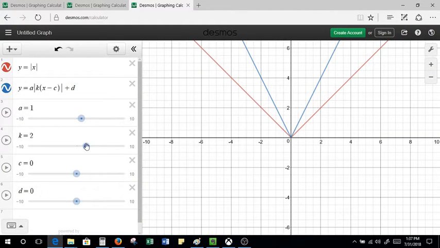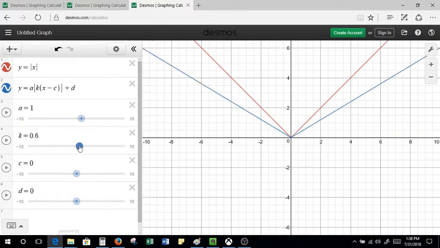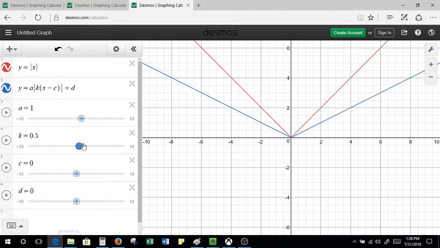So if we made k 0.5, then now we have a horizontal stretch by a factor of 2, or a horizontal shrink by 1/2. However you want to look at that. But our expectation for what we would see in the graph is that it would be twice as wide for the same vertical movement, and we see that that is so.